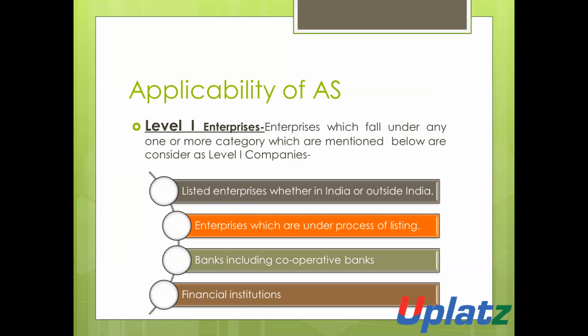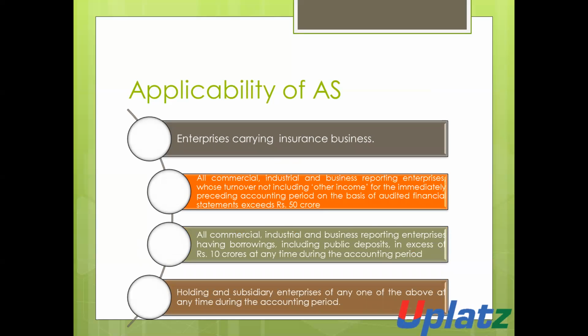Number two, enterprises which are under the process of listing. When any organization is not listed but is in the process of listing, then such organization will also be considered as a Level 1 enterprise. All the banks as well as cooperative banks, financial institutions, and enterprises which are carrying on insurance business.